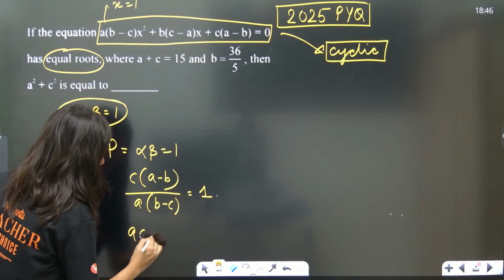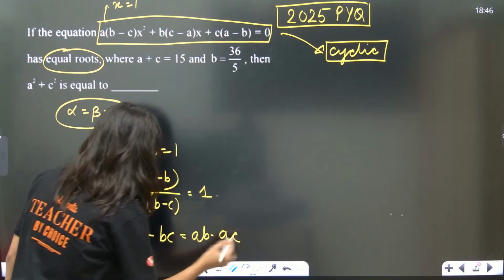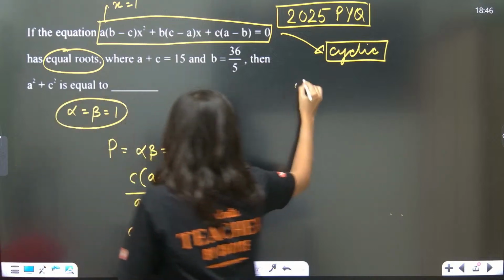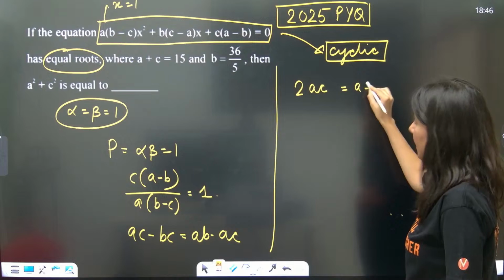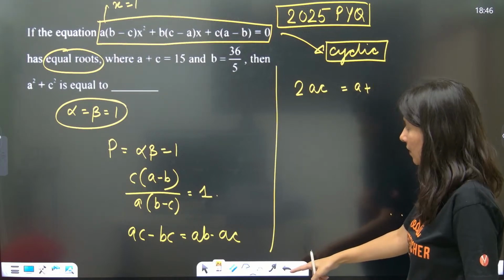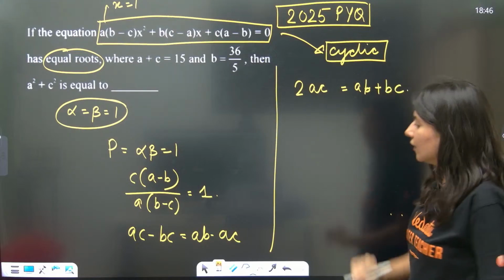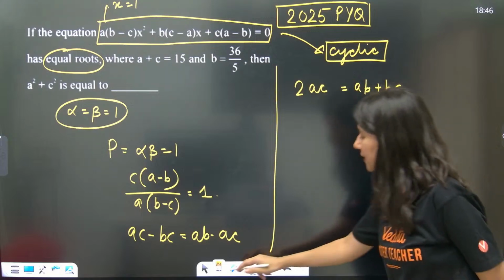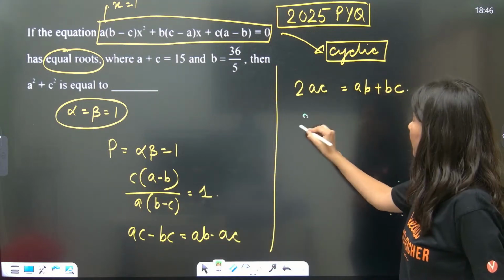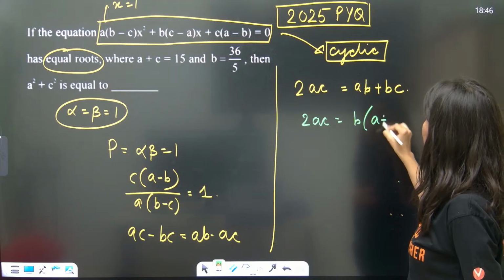So AC minus BC is equal to AB minus AC. So 2AC is equal to AB plus BC. Okay, 2AC is equal to AB plus BC. Now if you take B common, this is going to become A plus C.